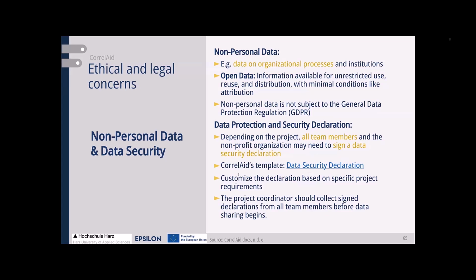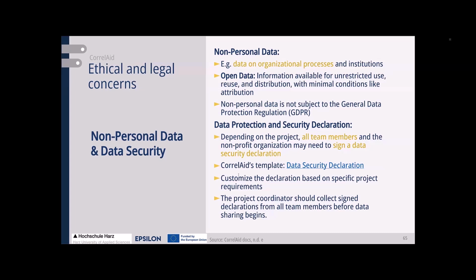If you have non-personal data, for instance data on organizational processes and institutions which are confidential, make sure that you are allowed to work with the data. In your ideal project, the data is open data. That means the data that you have is available for unrestricted use, and so is the information behind the data. You're allowed to distribute the data, to share it with other volunteers, to show it after the project is done, and to create a use case or a showcase out of it. And be aware that non-personal data is not subject to GDPR.